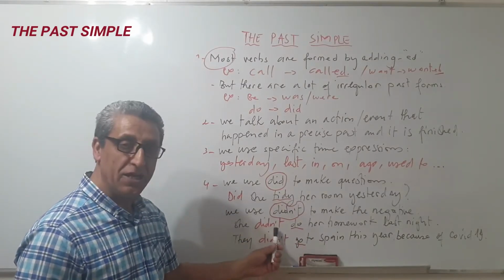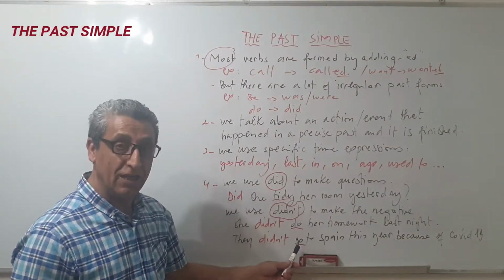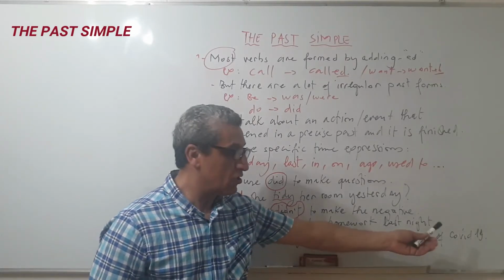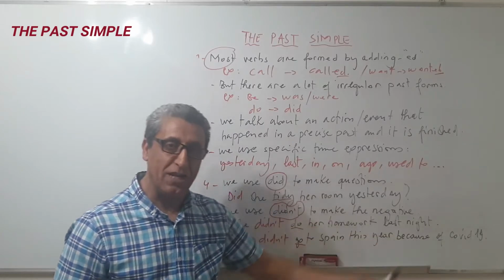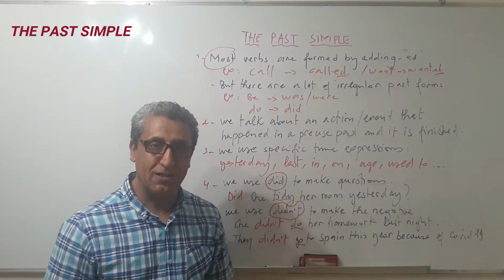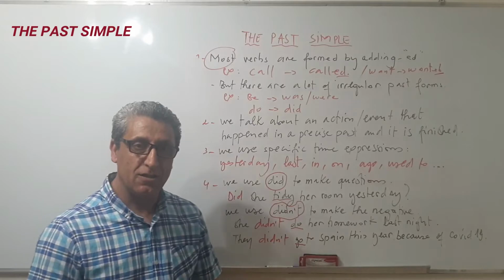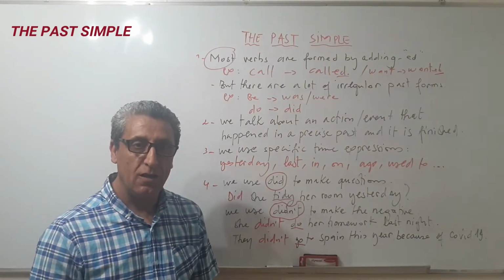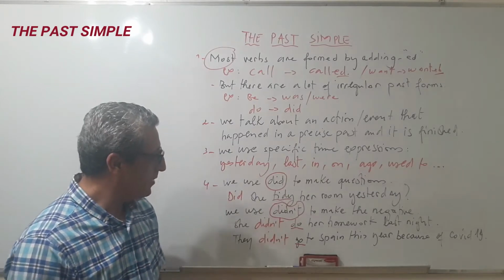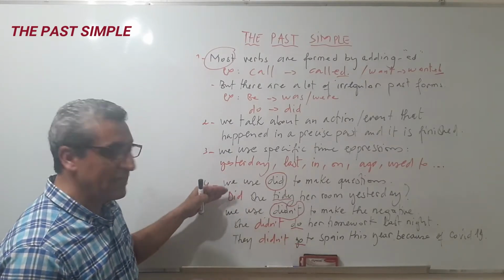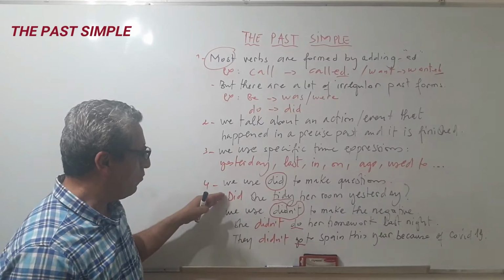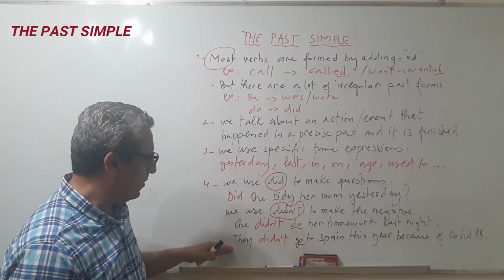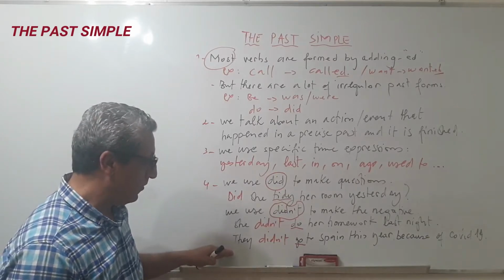Didn't, negative form, go. Go is in the infinitive, to Spain this year because of COVID-19. COVID-19 is the virus that spread throughout the world. It's a very dangerous virus. Good. So, as I said, in number 4, we talk about the interrogative form and about the negative form.